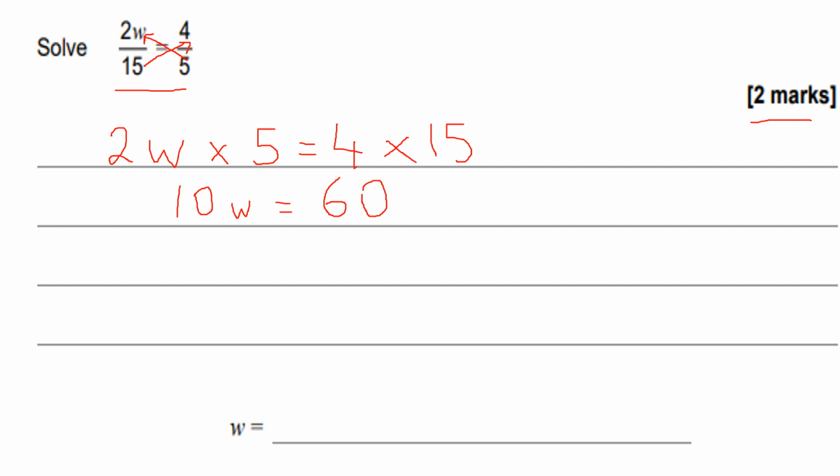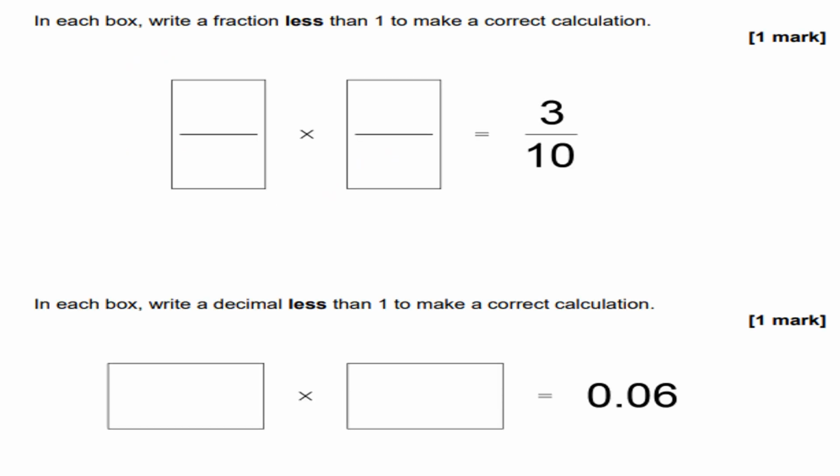Dividing both sides by 10 to get w by its own, we get that w is equal to 60 divided by 10, which is the number 6. So w is equal to 6, guys. And that's the answer for this question.